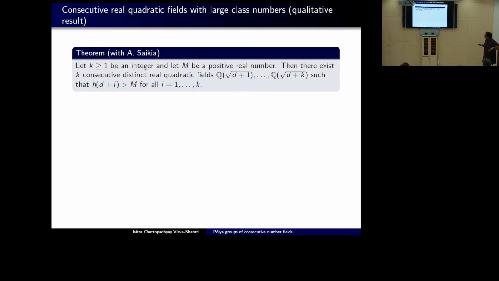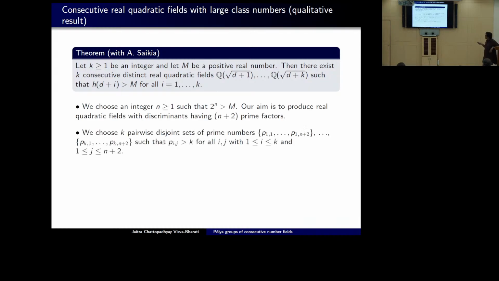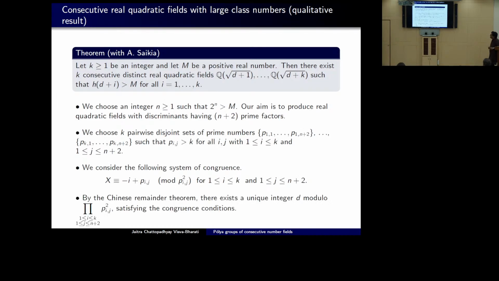So this is a joint result with Professor Saikia. We proved that for any given integer k and some positive real number m, however large, there actually exist k consecutive real quadratic fields of this form, all of whose class numbers are bigger than m. And the proof actually is not so difficult. So let me just give you an outline.